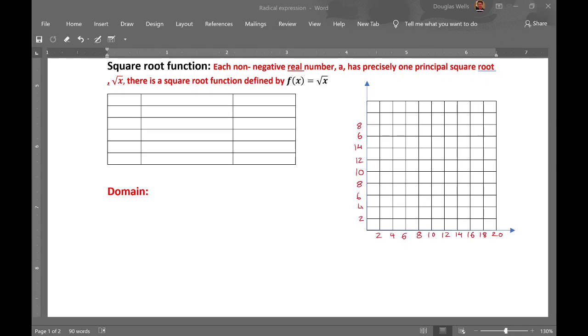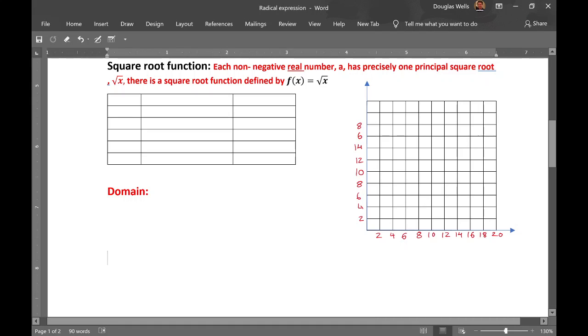Square root function. Each non-negative real number a has precisely one principal square root, which is radical x, that is a square root function defined by f of x equals square root of x. First thing we will do is create a table to graph this function. So for that, I'm going to write here x, I'm going to write here y. According to the function definition, y equals f of x, and my function is square root of x, and I'm going to find the ordered pair x comma y.